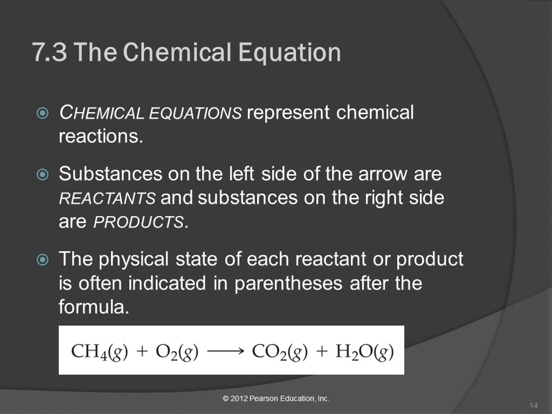So chemical equations are what we use to represent chemical reactions. In math, we have equations that represent things that are going on. And a chemical equation is a lot like a math equation. So we generally have substances on the left, and then instead of an equal sign, we use an arrow, and we have substances on the right. On the left side, these are the reactants, and on the right side are the products.